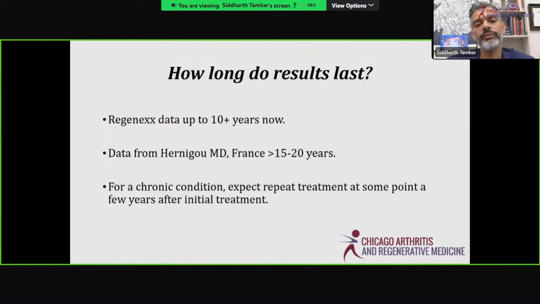On the other hand, if you have more advanced arthritis, you may get the bone marrow treatment up front, and you may be getting a platelet booster after 2 years. Depends on the person. For chronic conditions, what I still recommend people think conservatively, expect a repeat treatment at some point, which may be a couple to a few years, will be needed.